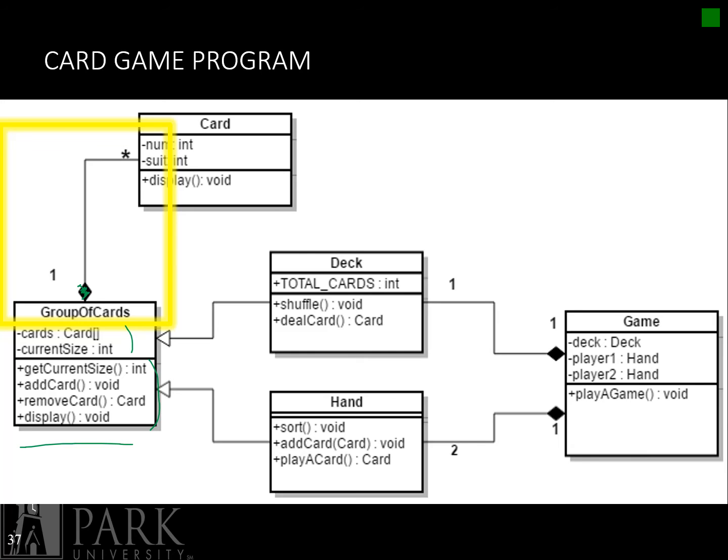What about game and deck? What is the relationship there? We have a one-to-one relationship. That's a composition as well, because a deck is only going to belong to one game. And finally, we have our hand and game relationship, in which we have a two-to-one relationship, because we're going to have two hands, one for each player, and only one game. And again, we have a composition. Solid diamond, composition.